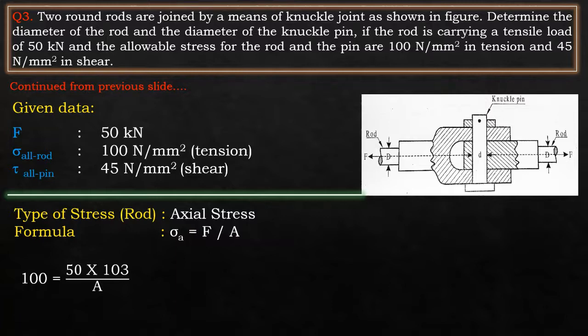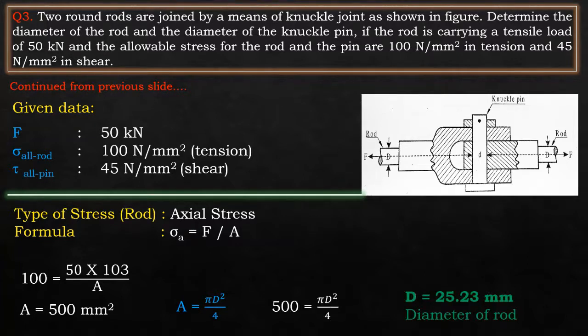So here F is equal to 50 kilonewtons or 50 into 10 power of 3 divided by A. Sigma A has already been given as 100 megapascals. By solving this equation, we will be able to determine the value of A as 500 mm square. Now substitute using the equation of A as pi d square by 4. Substituting the value of A in this equation, we can also determine the capital D diameter of the rod.